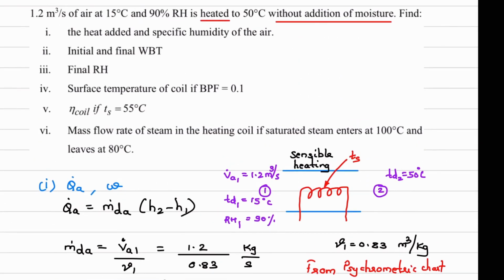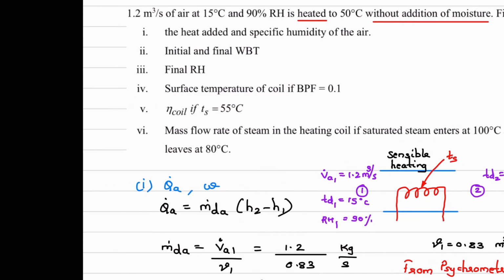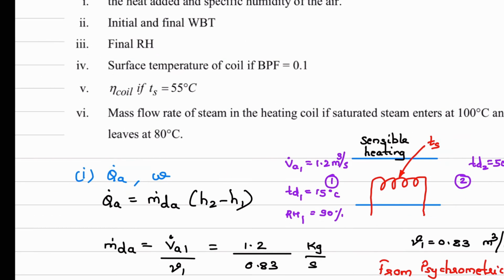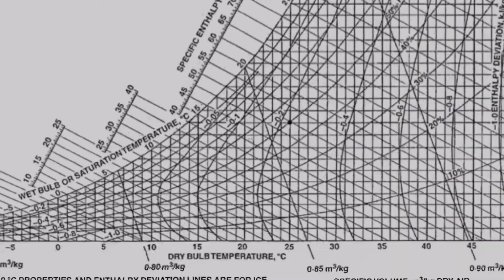Then the next question: we have to find the surface temperature of the coil. Okay, we have to find TS if the bypass factor is 0.1. So I'll write this down and calculate. In order to calculate sub question number 3, what is that? The surface temperature of the coil.